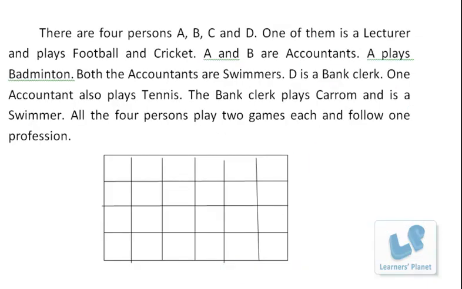Now let's take this set of questions. On this particular information, there are 5 questions. So there are 4 persons, their professions are given, and around 6 games are given in which everybody is playing 2 games, right, and follow one profession. So all the 4 persons play 2 games each and follow one profession, right? So here I just write A, B, C and D and write games over here.